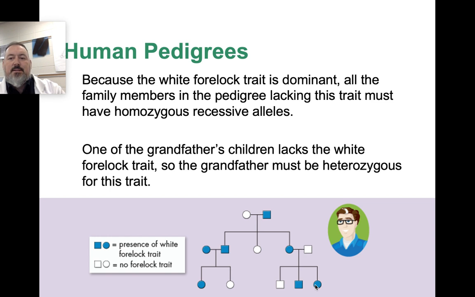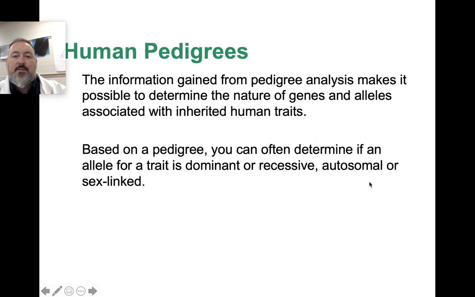Because the white forelock trait is dominant, all of the family members in the pedigree who lack this trait must be homozygous recessive. So this female, the grandmother, is homozygous recessive for the trait, and he is heterozygous because he has a recessive allele given to this daughter, and he is also giving a recessive allele, making this individual homozygous recessive. So one of the grandfather's children lacks the white forelock trait, so the grandfather must be heterozygous.